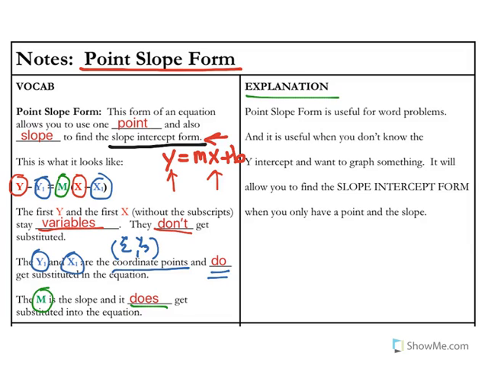Let's look at the explanation. Point-slope form is useful for word problems. It is also useful when you don't know the y-intercept and you want to graph something. It will allow you to find the slope-intercept form when you only have a point and a slope.